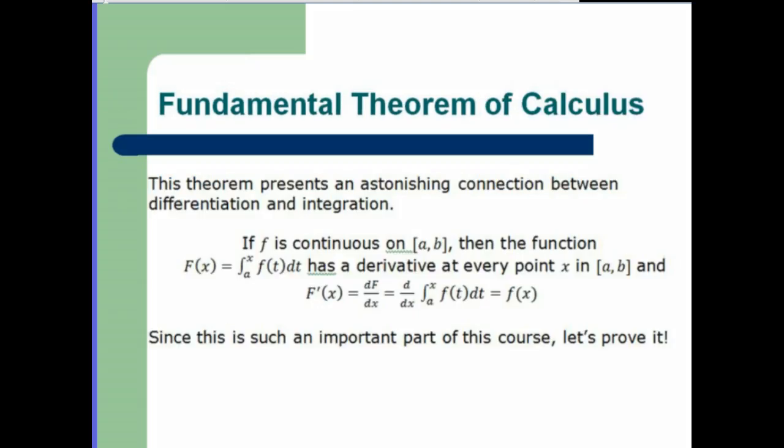So part 2 is essentially saying the theorem presents an astonishing connection between differentiation and integration. If f is continuous, then the function's antiderivative has a derivative at every point, and we say that that derivative at every point is lowercase f of x. Since it's such an important part of the course, we prove it.